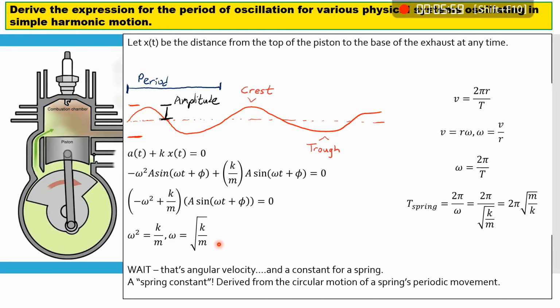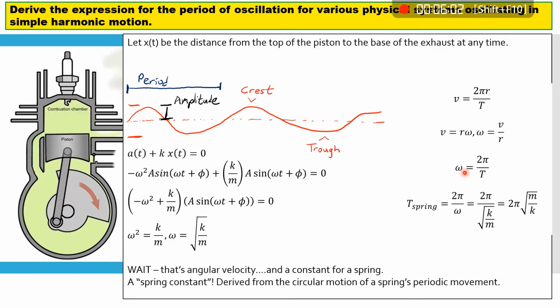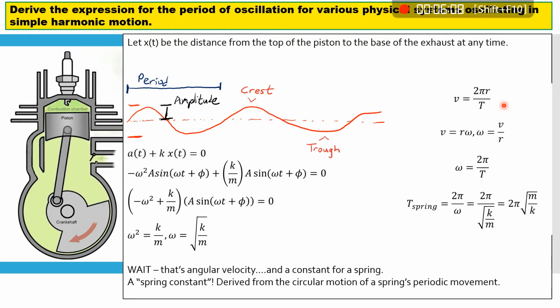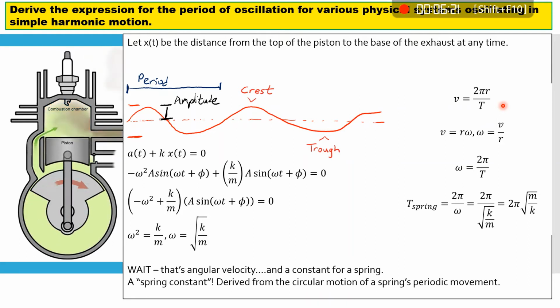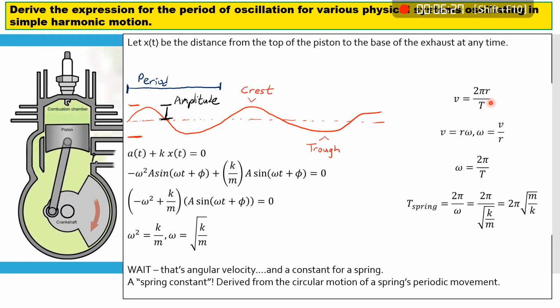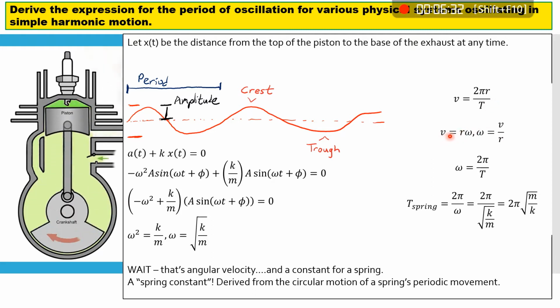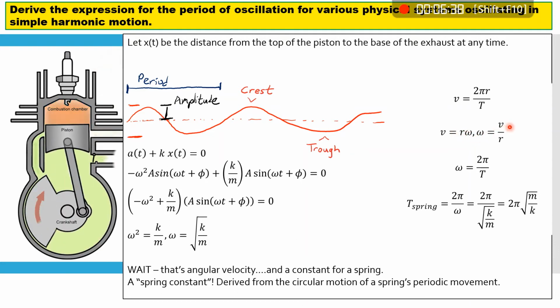Okay, so I'm going to grab another formula for omega using our period over here. So our velocity is distance over time. Since what's really happening here is our spring's periodic movement is kind of acting in circular motion, right? Which is why I've got these circular formulas over here. So our velocity is our circumference, 2 pi r divided by the period. Therefore, our velocity is also our radius times our angular velocity, or angular velocity is equal to v over r.